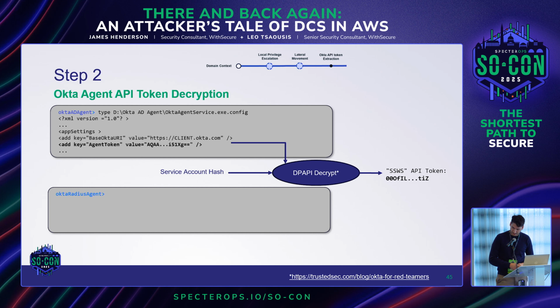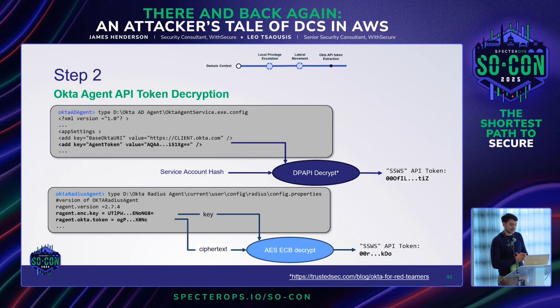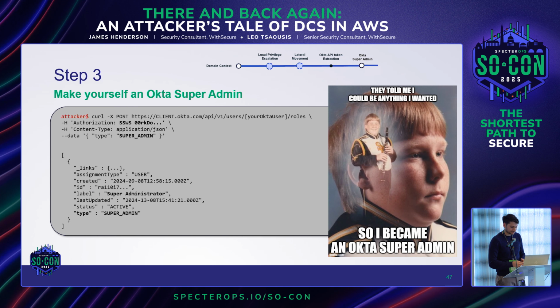And shout out to Adam for his research on that. That instructs us on what service account hash we need to find to eventually be able to decrypt that and get that SSWS token. That's Okta terminology. Effectively, that's the Okta token. Or you can target the Radius agent and simply AES decrypt the token with just 7 lines of Python code, no hash needed. That's something we discovered with some basic reverse engineering of that agent, work done by our colleague Alexi. So once you have that token, regardless of which agent you targeted, it's technically game over.